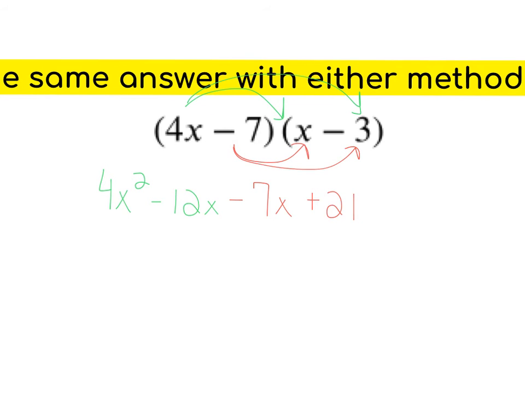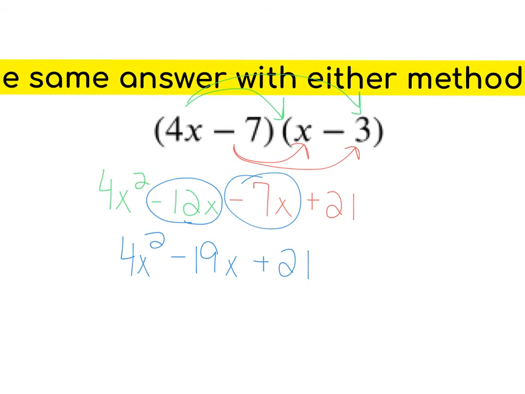Now I'm going to look for like terms. Typically there will be the 2 in the middle that will be like terms. So I get 4x squared, negative 12x minus 7x is negative 19x, plus 21. So I got the trinomial after multiplying 2 binomials.